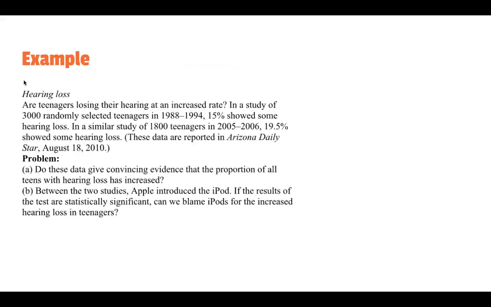This example we did do, it's our teenage hearing loss, basically. Are teenagers losing their hearing at an increased rate? It's talking about two studies, one a while back, 15% of the 3,000 teenagers showed some hearing loss. Then later, 19.5% showed some hearing loss in a study of 1,800 students. And part A, do these data give convincing evidence that the proportion of all teens with hearing loss has increased? Well, convincing evidence, that screams significance test.